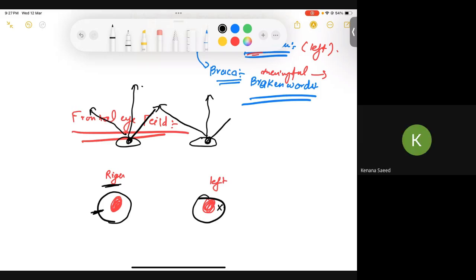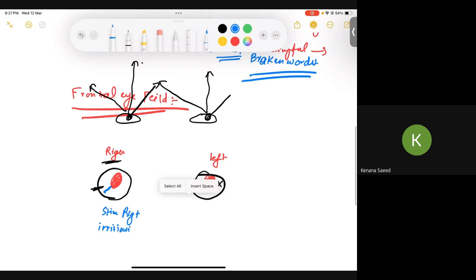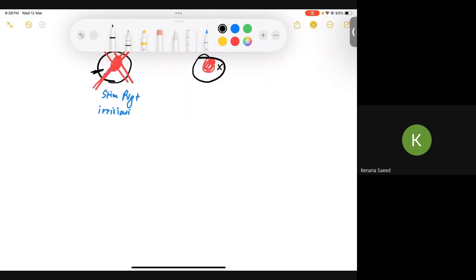Okay, an important point: whenever I'm stimulating the right-sided frontal eye field, or irritating it with a probe, let's suppose, the eyes would look to the opposite side. But if we have a lesion of the frontal eye field, if it's completely damaged, the eyes would look towards the damaged frontal eye field. Is that clear?